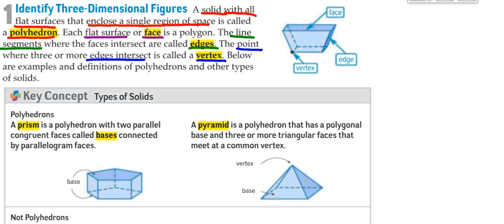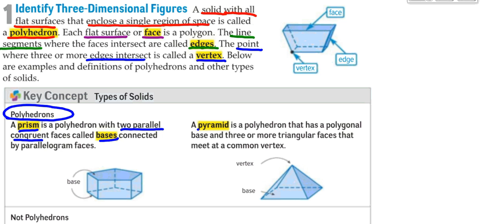So here are the types of solids that we're looking at. The first ones are polyhedrons. There are 2 basic kinds of polyhedrons, a prism and a pyramid. A prism has 2 parallel congruent faces called bases, connected by parallelogram faces. Ours are really going to be rectangles. So this one, 1, 2, 3, 4, 5. This one looks like it's a pentagon on top and bottom, so that would be a pentagonal prism.